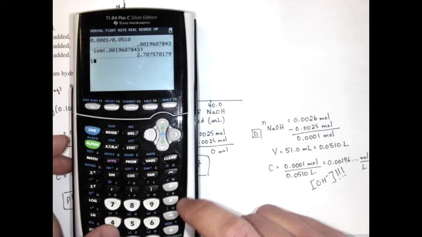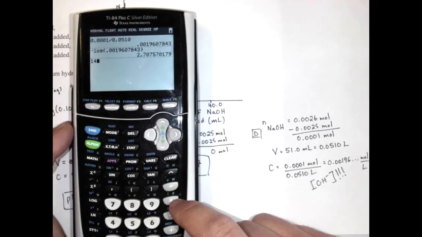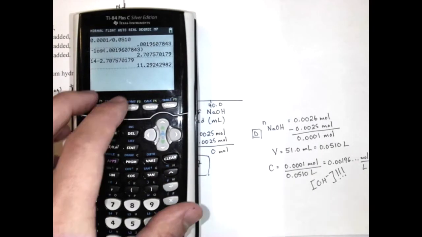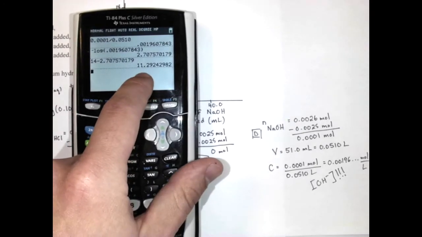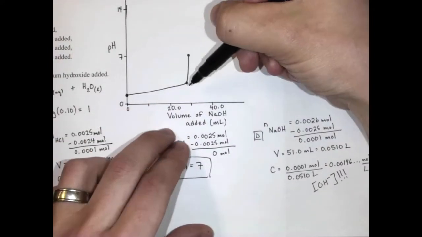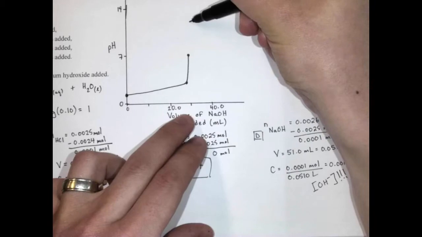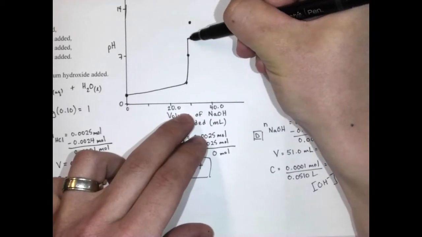So to find the pH, I have to subtract the pOH from 14. To find the pH, we do 14 minus the pOH, and we get a pH of 11.29. So this is pretty crazy. At 26 mL, we're up to roughly 11.29 of a pH.